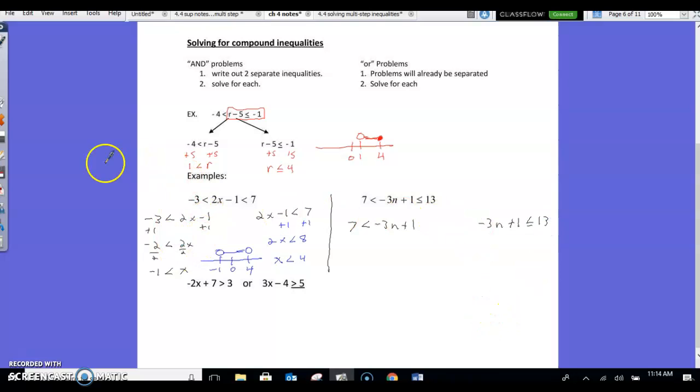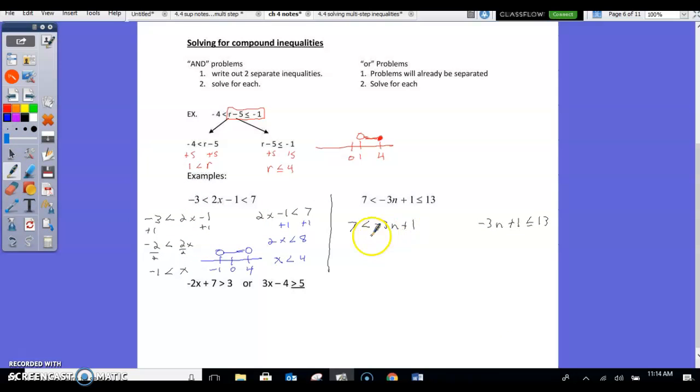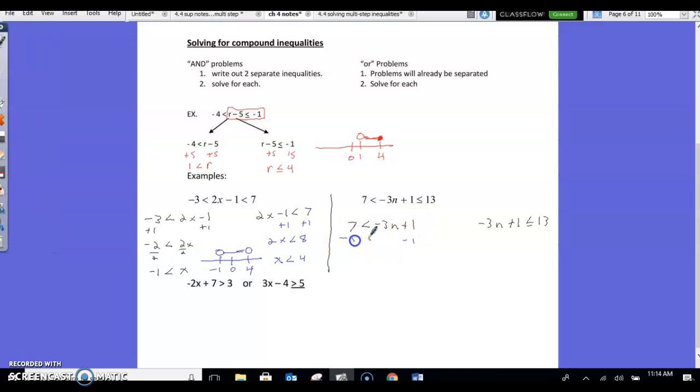All right, and then you do your steps to solve for that variable. Subtract 1 from both sides. 6 is less than negative 3n. Divide by negative 3, both sides. Since I divide by a negative, I flip the sign. Subtract 1. Negative 3n less than or equal to 12. Divide by negative 3. And flip the sign because we divide by a negative. Negative 4.